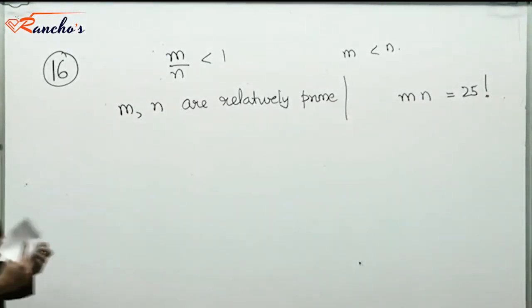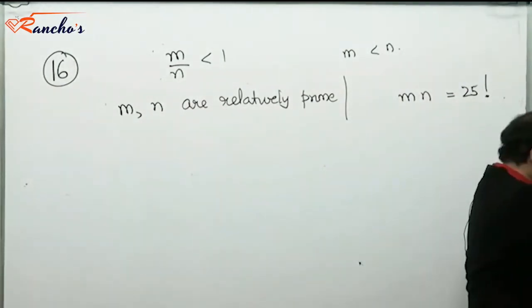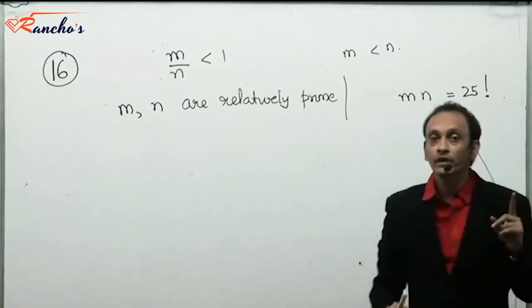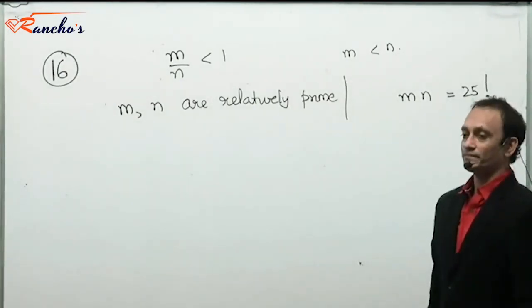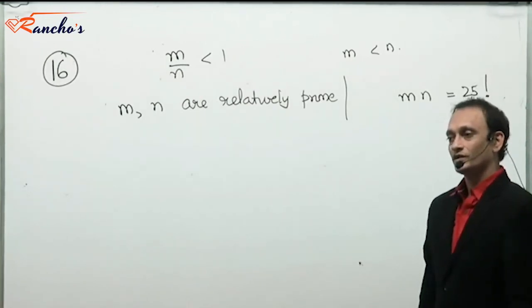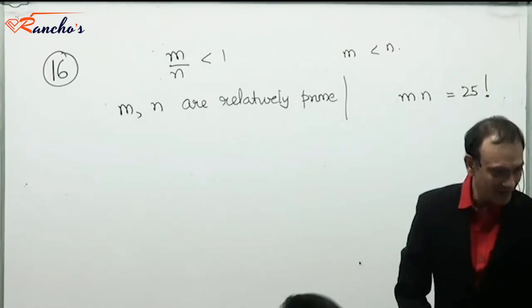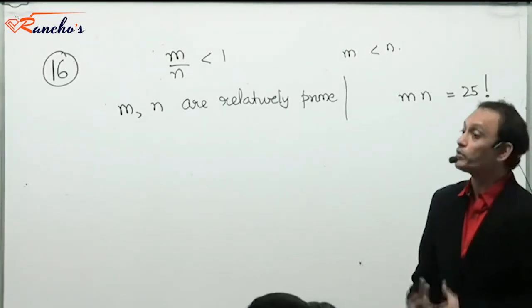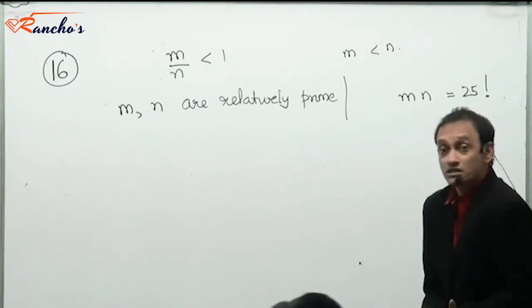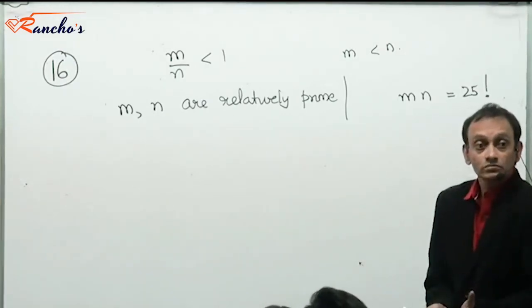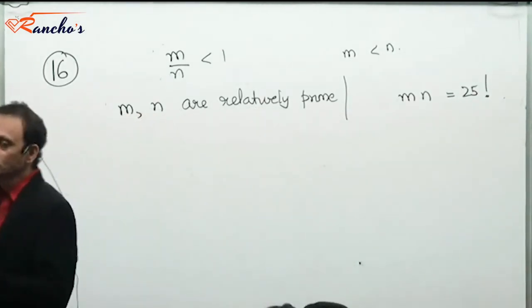I want to find in how many ways the pairs m, n could be selected such that m into n is 25 factorial, m is less than n, and m and n are relatively prime. You know what I'm saying? So it's all about selecting in how many ways you can select m and n commensurate with this condition. The number of ways in which you can select m and n would give you the required number of rational numbers. Yes or no? Okay.